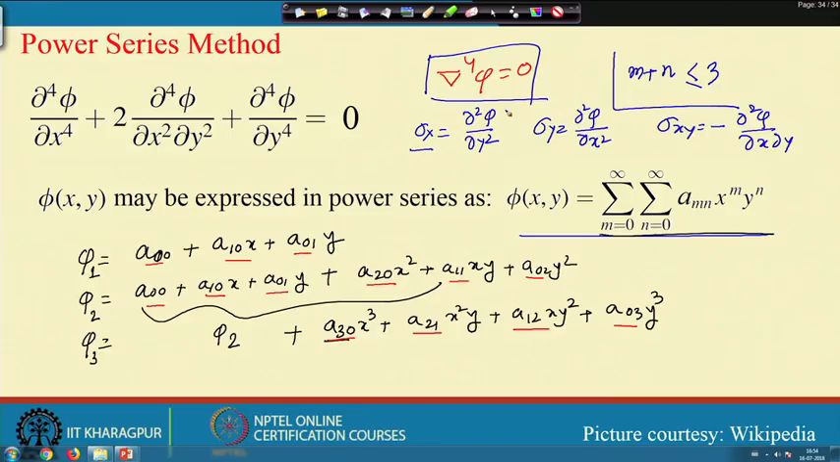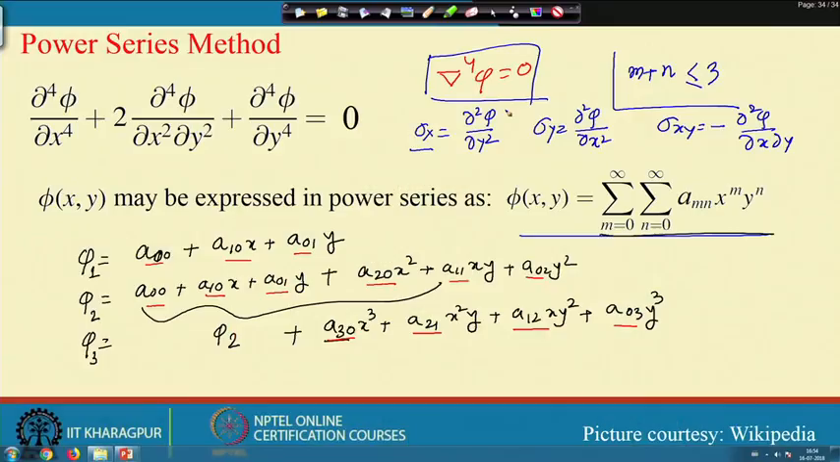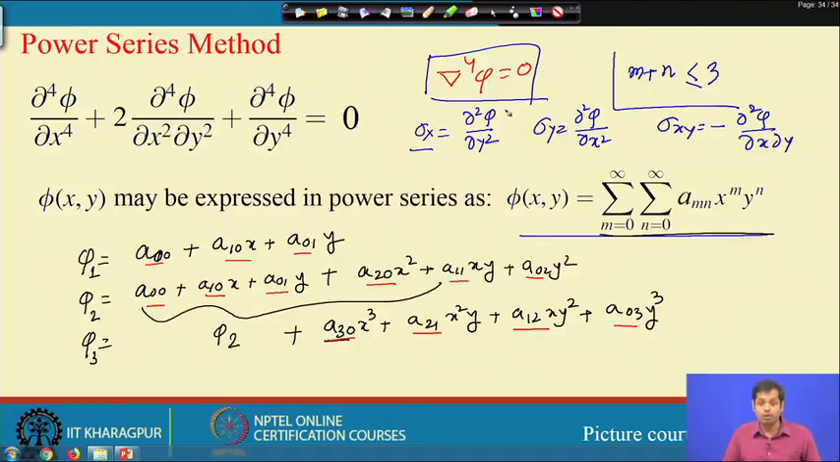Okay. But remember, if you have a body force, then the right hand side is not 0, then that is not automatically satisfied, then you have to find out the condition, so that gives you another equation. But for this problem, where the body force term is 0, cubic and second order polynomials automatically satisfy this biharmonic equation.